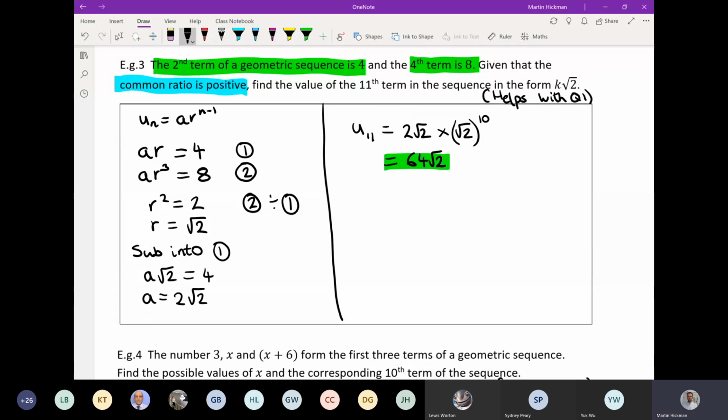So this example is going to help you with question 1 from the exam questions that you're going to do in the second half of this lesson.